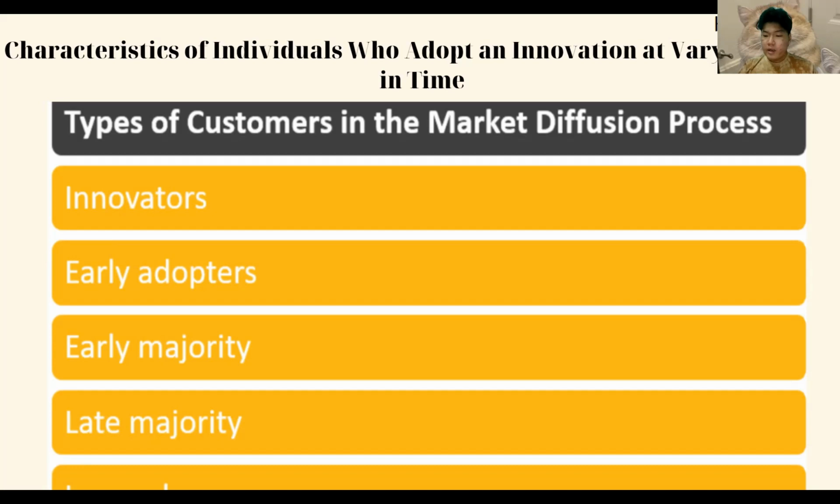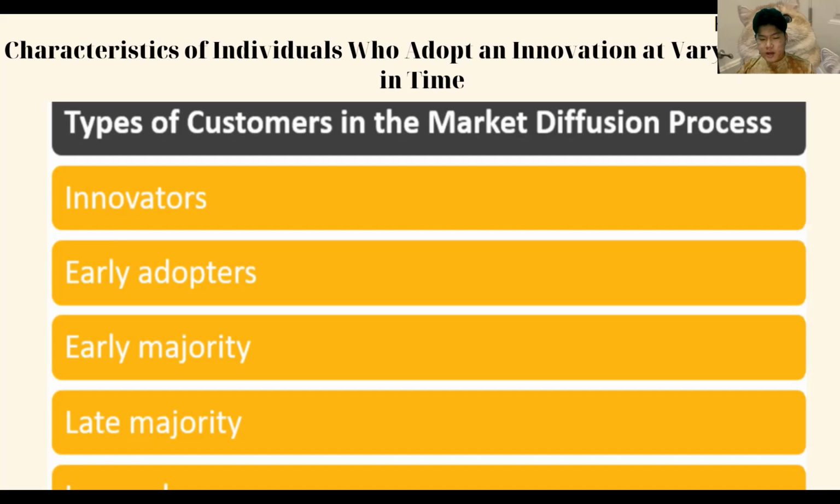And the third one is the early majority. The early majority account for about 34% of the population, and this type of customer is more cautious of new products than the early adopters. If they are exposed to sufficient information, they will follow the example of early adopters. The early majority is an important target for firms who aim to take the product from the introduction to the growth stage of the product life cycle.